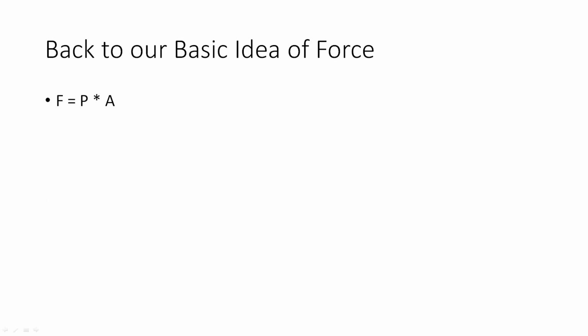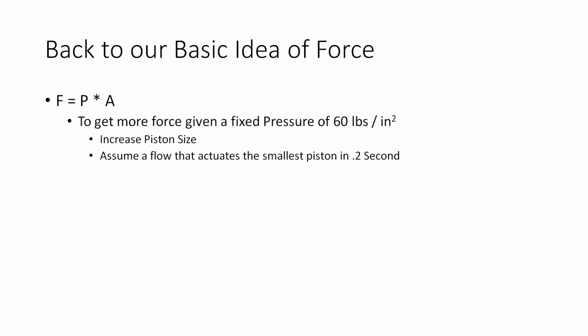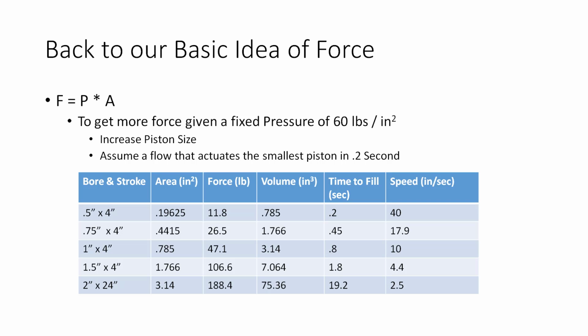So let's go back to our basic idea of force. The force that the piston generates is the pressure of the system times the area of the piston. So I look at this and I say, hey, if I want to get more force, given a fixed pressure, I need to increase the piston size. That's it. Now, I can't necessarily increase my flow rate when I increase that piston size. So if I have a flow that actuates the smallest piston in about 0.2 seconds, but I just make the piston bigger, I get a chart that looks like this.